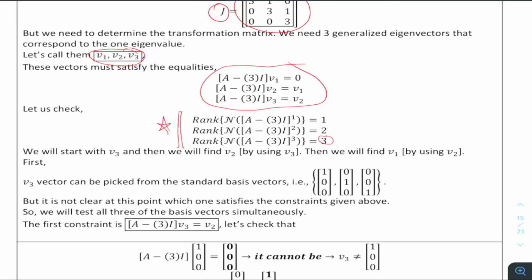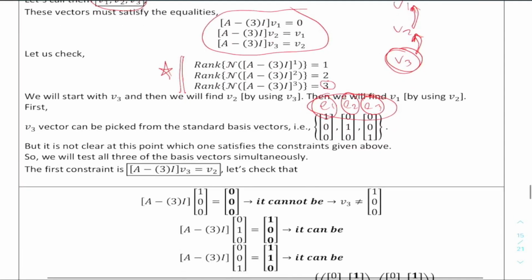We can start from v3. v3 can be chosen as one of the basis vectors e1, e2, and e3. We will simultaneously check those three vectors as being v3, and then we will compute v2, and then we will compute v1. And there will be one of them correct for v3.